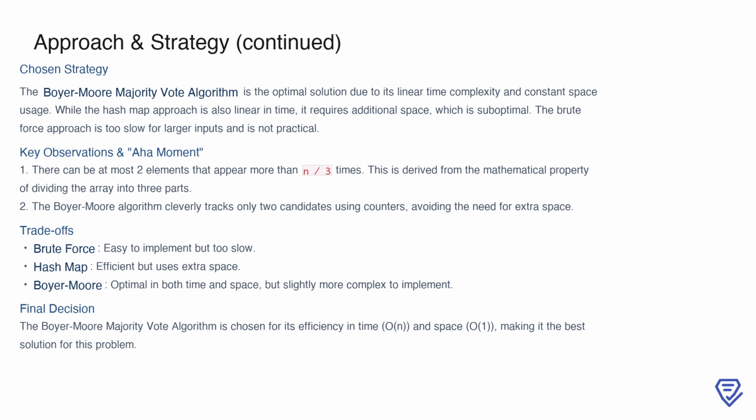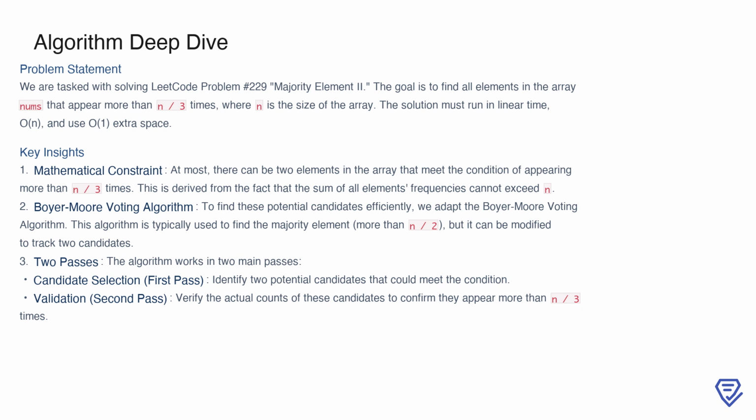space performance. The problem we're tackling is LeetCode number 229, Majority Element 2. Here, our goal is to identify all elements in an array that appear more than n divided by 3 times, where n is the size of the array. It's important to note that the solution must be efficient, running in linear time, O(n), and using constant space, or O(1). To solve this, there are some key insights we need to understand.